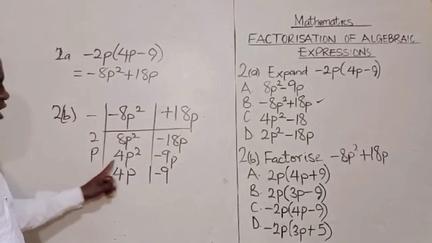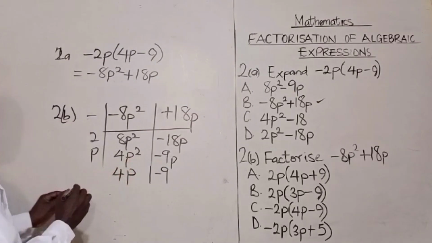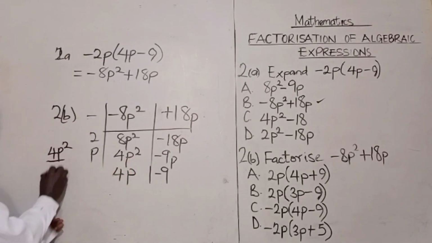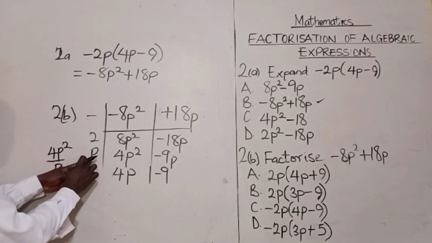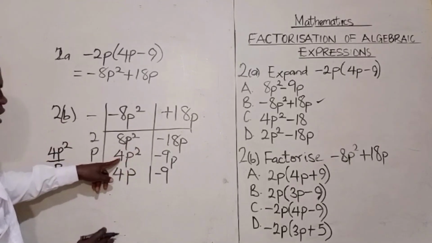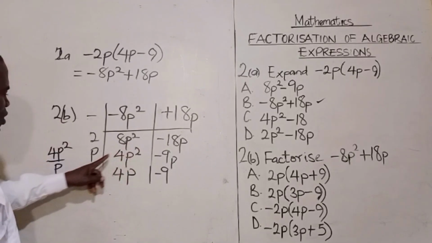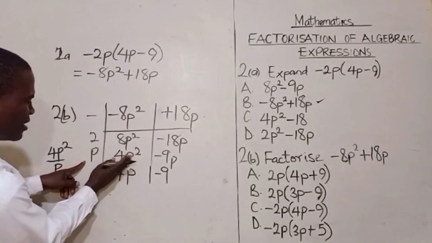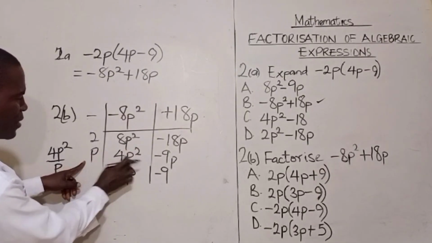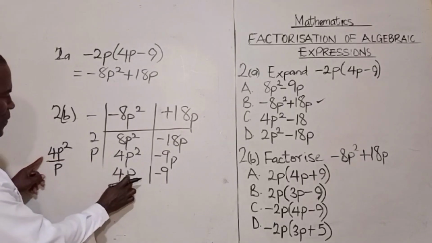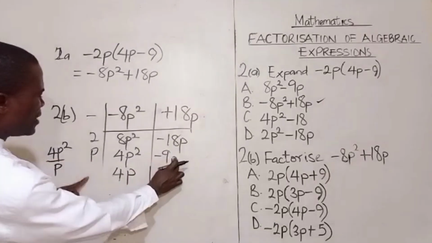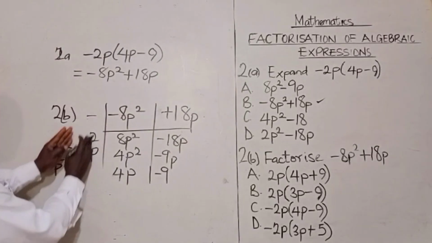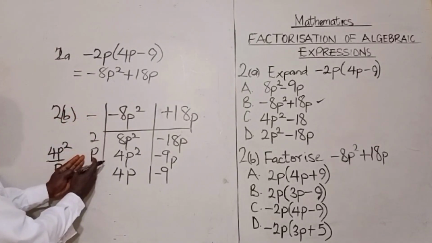When we say P goes inside here, that means we are saying 4p squared divided by p. We're using this p to divide the terms that are inside this place. So when we say p goes, it means this 4p squared being divided by p, you have 4p. Then minus 9p being divided by p, we have minus 9. So these are the keys now already extracted.